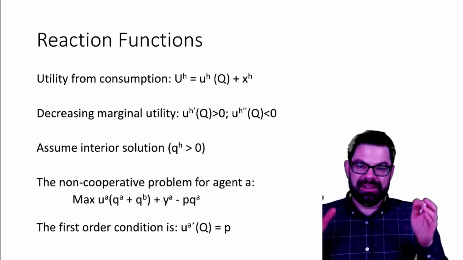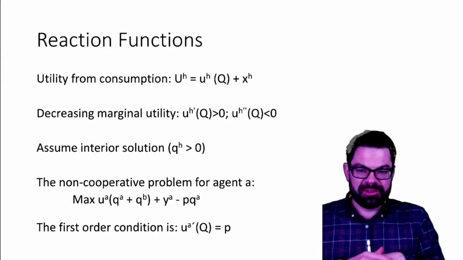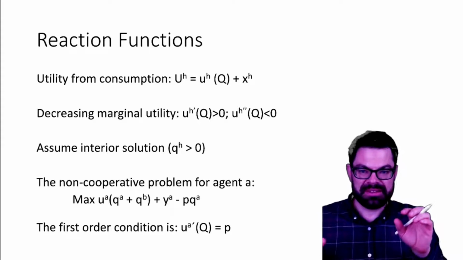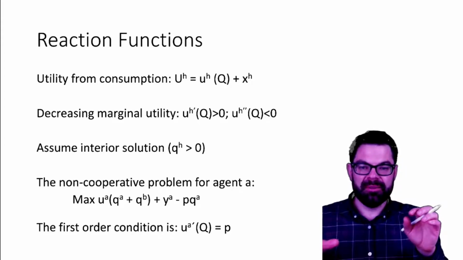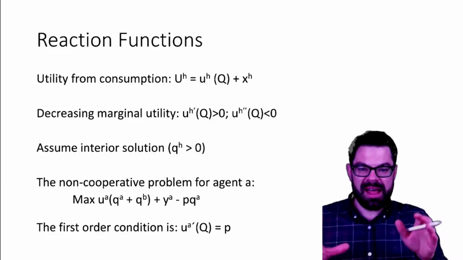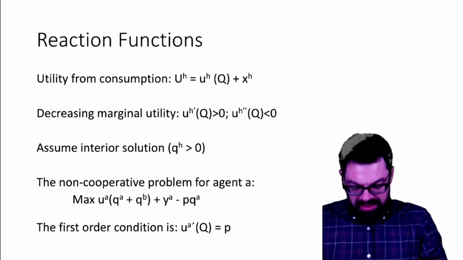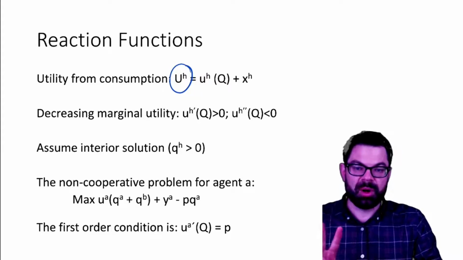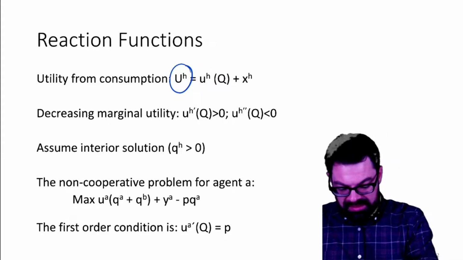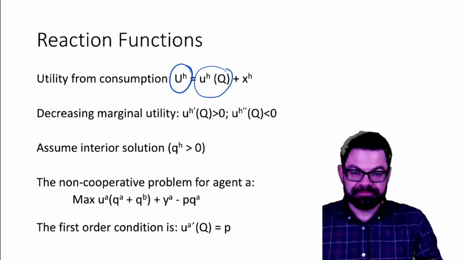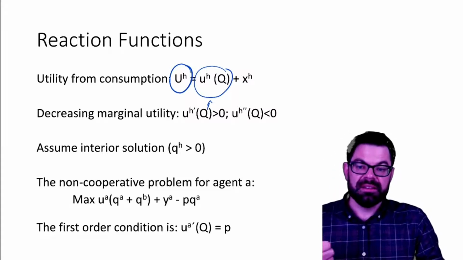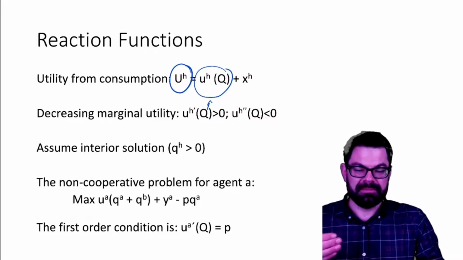Okay, so in the last video we talked about reaction functions, but we haven't really specified them in any way. So here we revisit them in a very simple manner. What we assume here is that each person's total utility from consumption has two parts. The first part is the utility they get from consuming the public good. And we assume here two things. The first thing is that there is decreasing marginal utility.